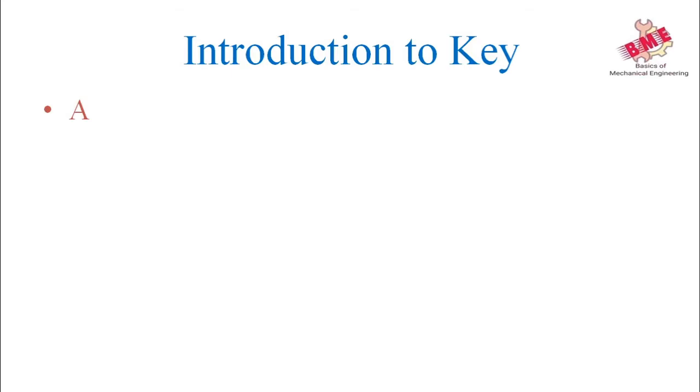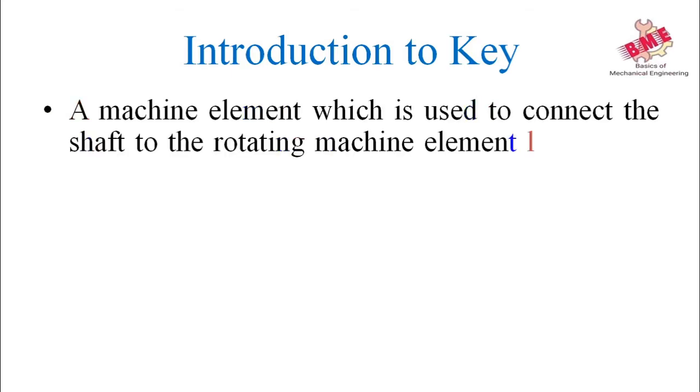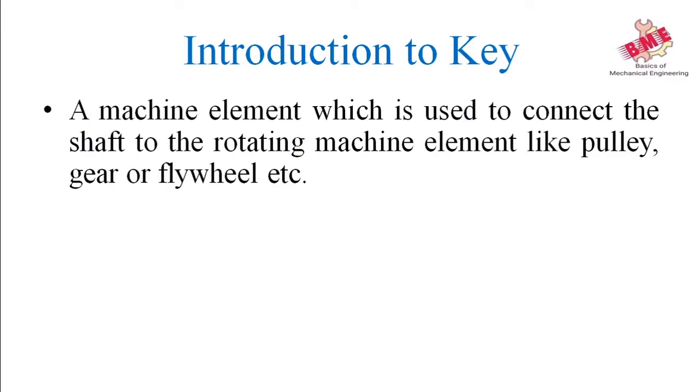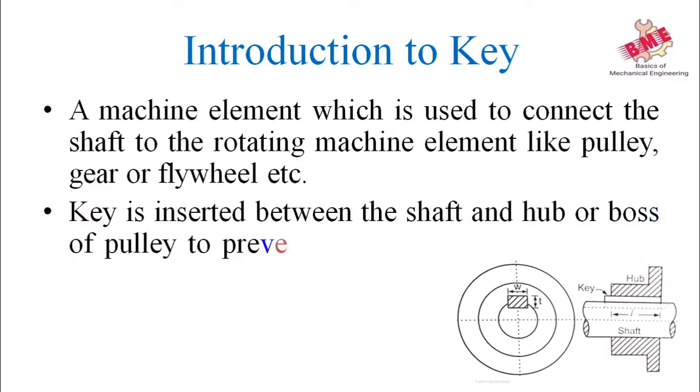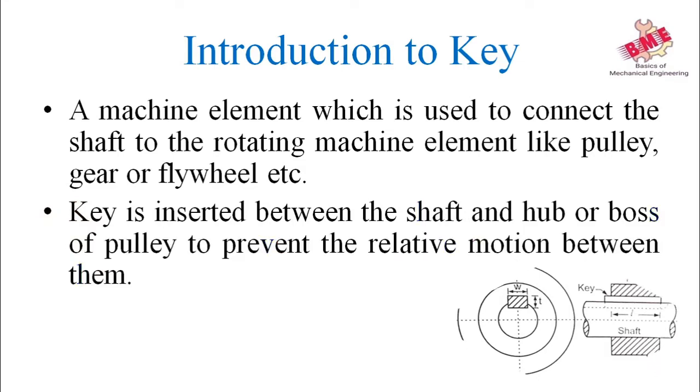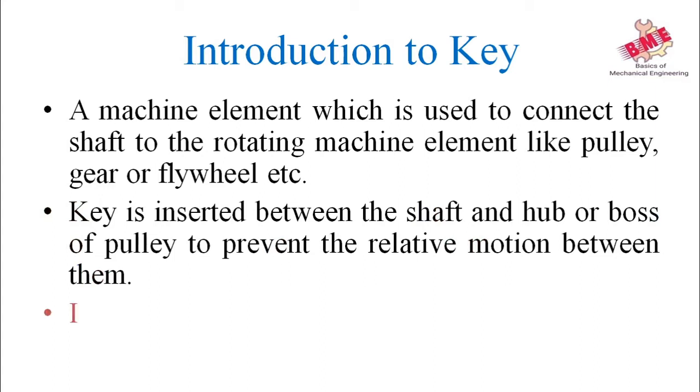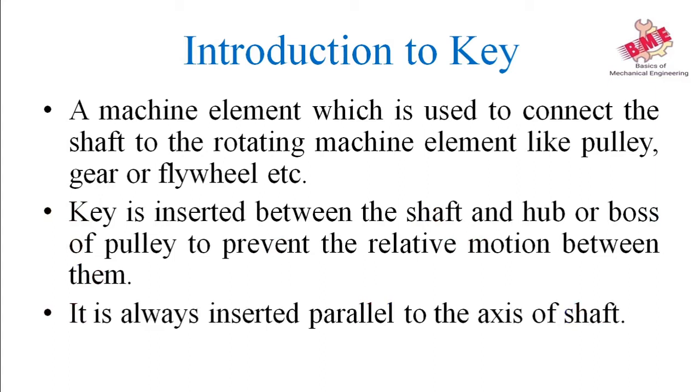A key can be defined as a machine element which is used to connect the transmission shaft to the rotating machine element like pulley, gear, sprocket or flywheel. In the figure, we can see that half part of key is inserted in between the shaft and half part of key is inserted in between the hub, where the keyway slots are made on both of it. It is always inserted parallel to the shaft. The key is used for temporary fastening.